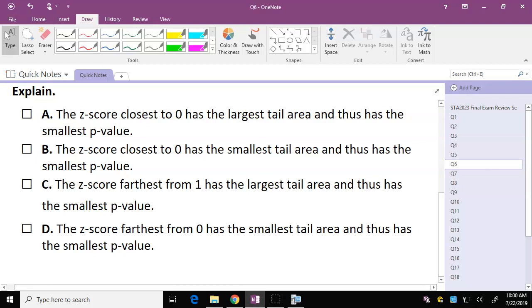All right, so now we're explaining. Which one was what Antonio said? The larger the z-score, the smaller the p-value. Which one up here explains that? D. Because we want to be furthest away from 0, which is the mean, right in the middle. We want to be furthest away from 0 to create the smallest area possible. So definitely D.